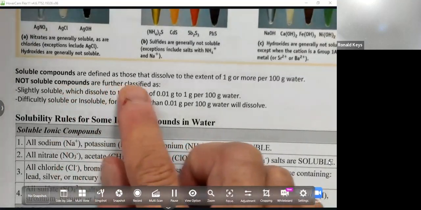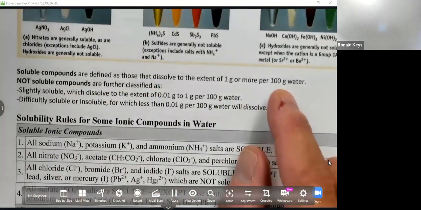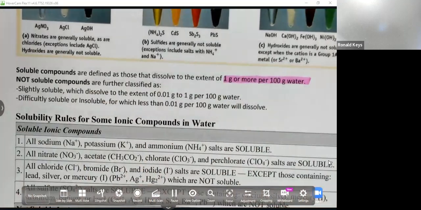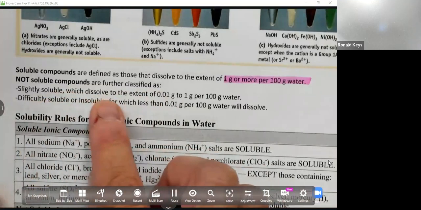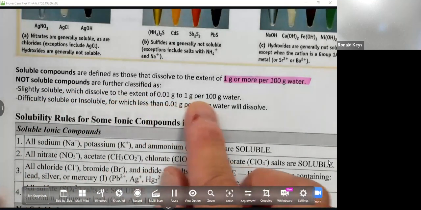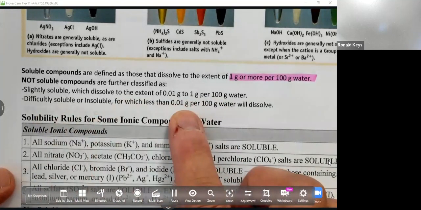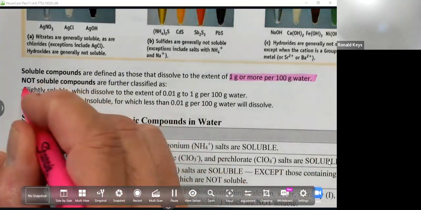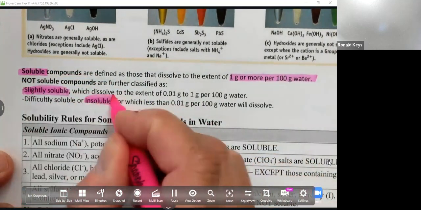Soluble compounds are defined as those that dissolve to the extent of 1 gram or more per 100 grams of water. Not soluble compounds are further classified as slightly soluble, which dissolve to the extent of 0.01 grams to 1 gram, and difficult solubility or insoluble, which is less than 0.01. So you might see the term soluble, slightly soluble, or insoluble.